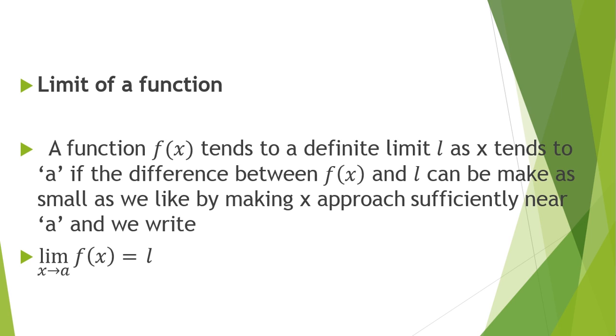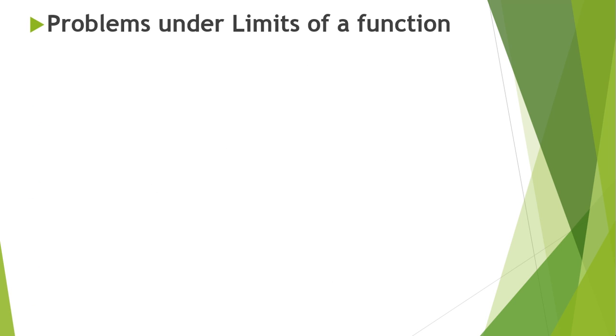In a limit of a function, there are two types: left limit and right limit. Left limit means x less than a, left side, limit x tends to a minus f of x equal to L. Right limit means limit x tends to a plus f of x equal to L, that means x greater than a. Generally, the limit of a function exists when limit x tends to a f of x equal to L. Next, the problem based on limit of a function.